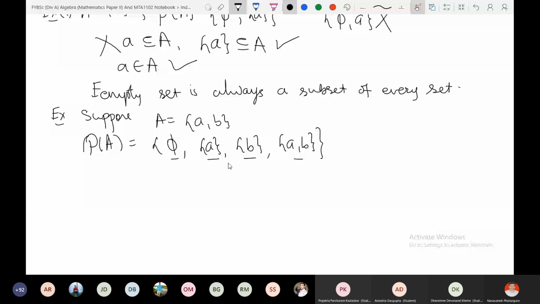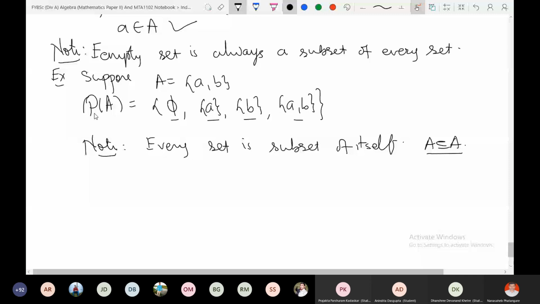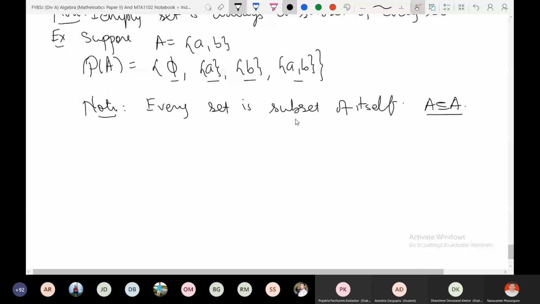Note that every set is a subset of itself. That means I can always say that A is a subset of A, because by the definition of subset, every member of A is also a member of A. So by definition, it is clear that every set is a subset of itself. Fine, and therefore the elements in the power set are these.